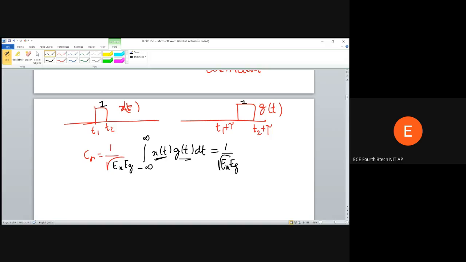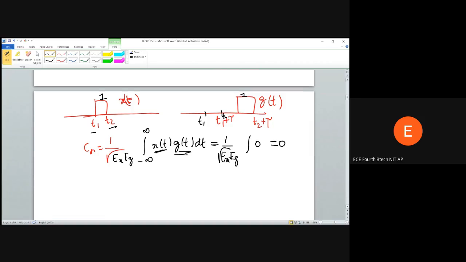So if I consider the t1 to t2 limits, the signal g of t is 0 there, and x of t has some value. Let me assume this is 1, this is t1, and this is t2. So ultimately you are going to integrate 0, which is equal to 0. That says there is no correlation, that these two are orthogonal to each other. But exactly, these two are not orthogonal.